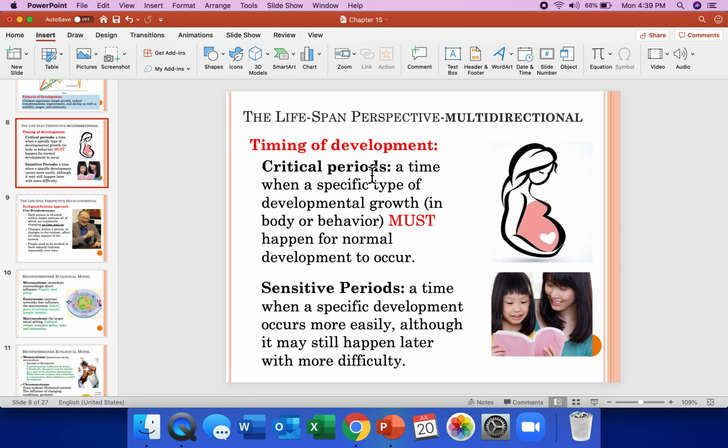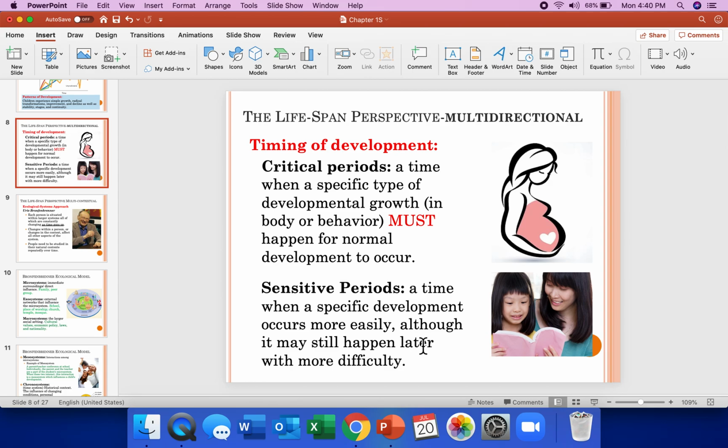So a critical period is a time when a specific type of developmental growth must happen in order for normal development to occur. Otherwise, it just cannot be fixed afterwards. Another period is called a sensitive period, and the difference between sensitive and critical is that development during this period would happen much more easily if it took place during that period than if it was later on. But if it is missed, it is not like the critical period. It's not a now or never kind of thing.